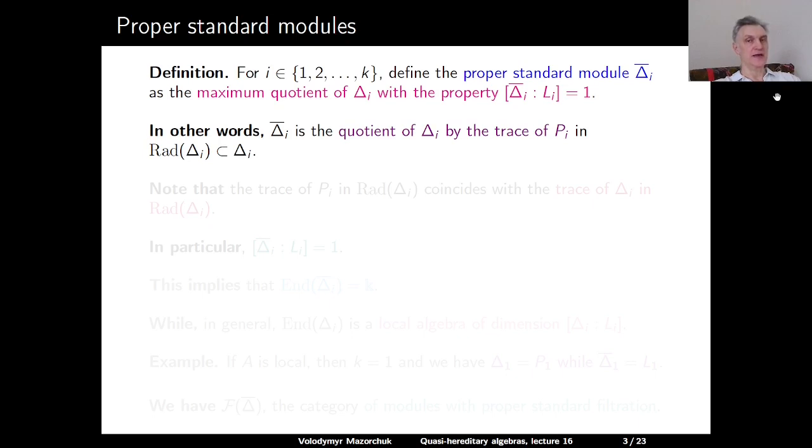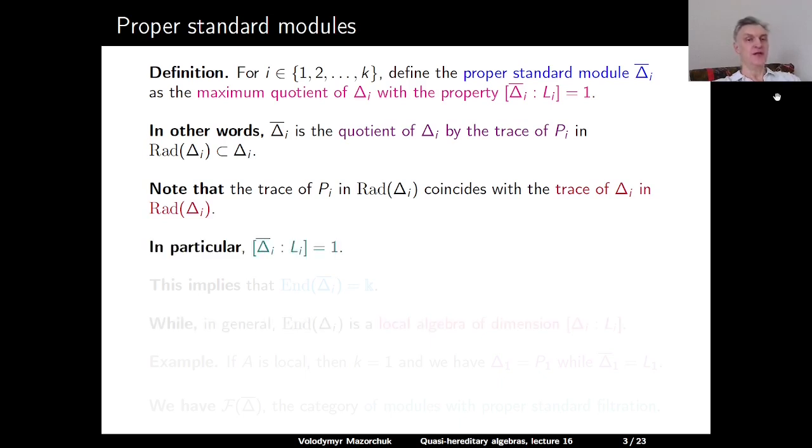So the module Δi has Li on top, and this should be the only simple subquotient of Δ̄i which is isomorphic to Li, which survives. Note that the trace of Pi in the radical of Δi coincides with the trace of Δi in the radical of Δi. And directly from the definition, we have that the multiplicity of Li in Δ̄i is 1. And this implies that the endomorphism algebra of Δ̄i coincides with our original field K.